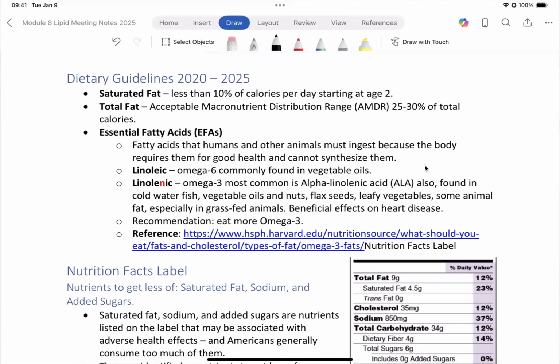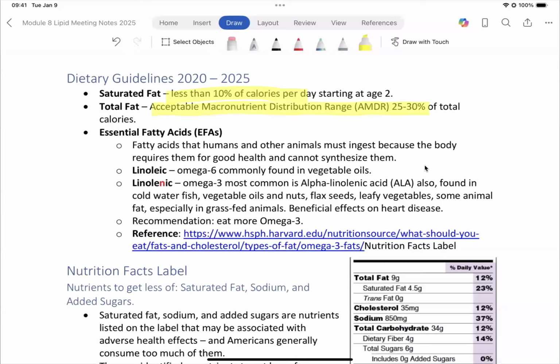So let's talk about something I'm more comfortable with. Let's talk about the dietary guidelines, right? The dietary guidelines 2025, and have forever and ever, said that saturated fat should account for less than 10% of our total calories starting at age 2, because the dietary guidelines start at age 2. That the acceptable macronutrient distribution range is 25 to 30% of total calories. So that's the recommendation.